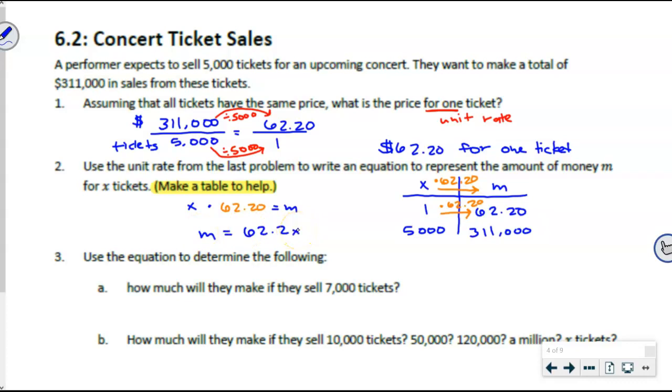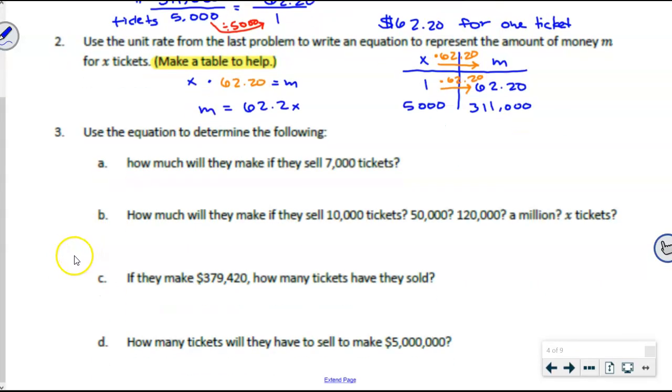And that's helpful because in problem 3, we're now using that equation. How much will they make if they sell 7,000 tickets? How much will they make if they sell 10,000, 50,000, 120,000, a million tickets? How much money are we going to make? And if they make $379,420, how many tickets have they sold? How many tickets would they have to sell to make $5 million? I'm going to pause the recording one last time and let you work on these.